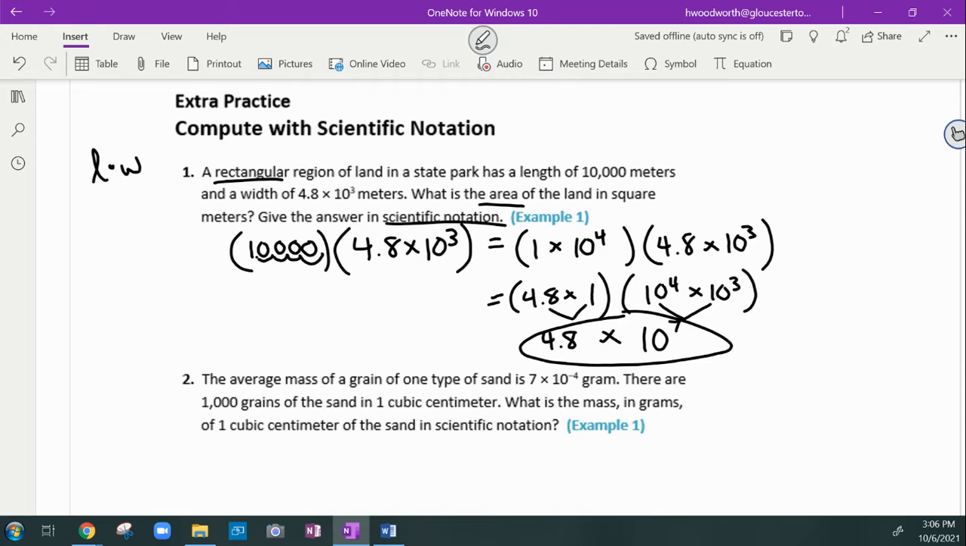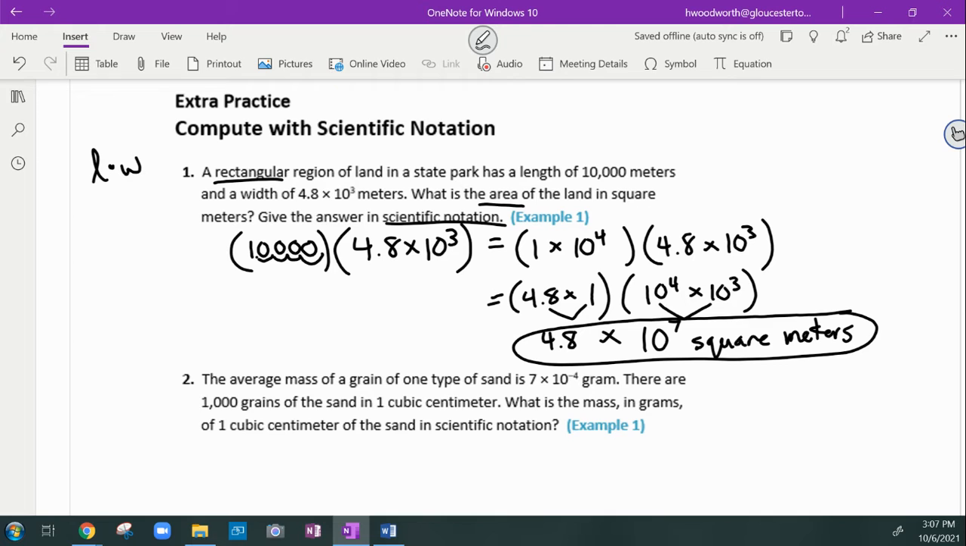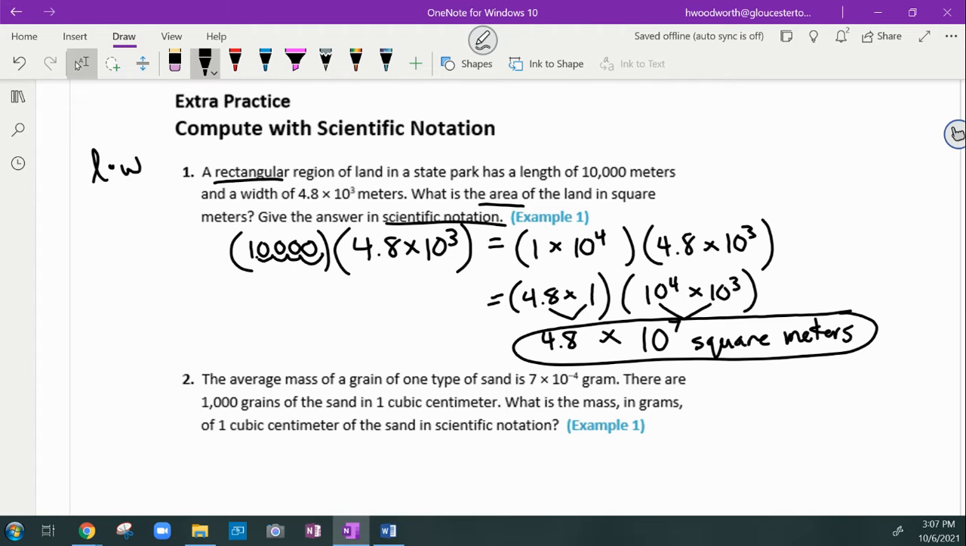Let's just real quick read. It says, what is the area of the land in square meters? So we have to write our units there: square meters. Now, let's move on to the next one.